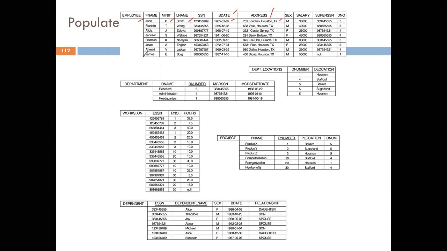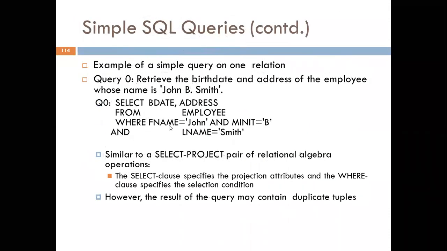Now the question may arise: what if we have another employee over here having the same name? If another employee is present with the same first name, middle initial and last name, that row will also be selected. Then we'll have two rows in our results. Whichever row satisfies the condition will be extracted. So this is our first query to extract birth date and address given a name.